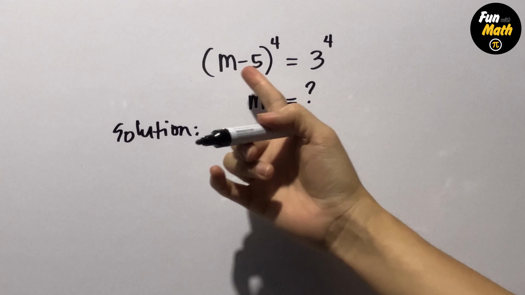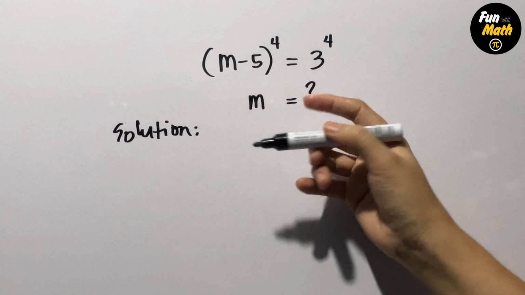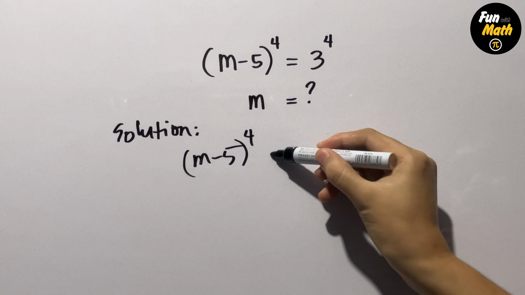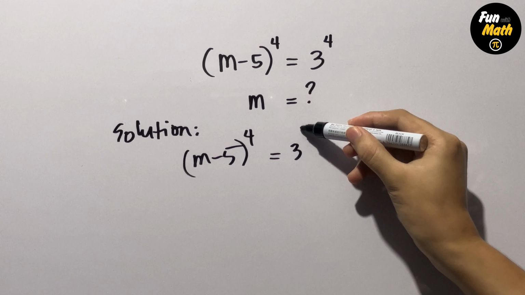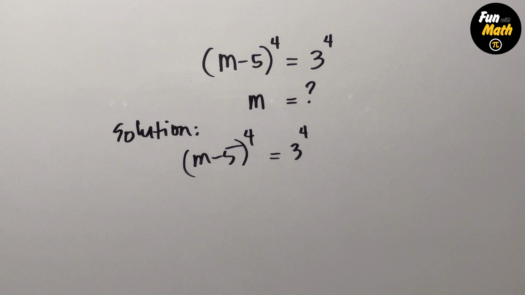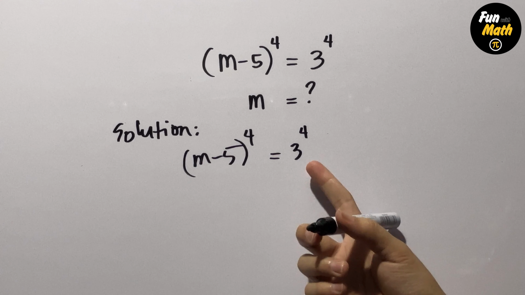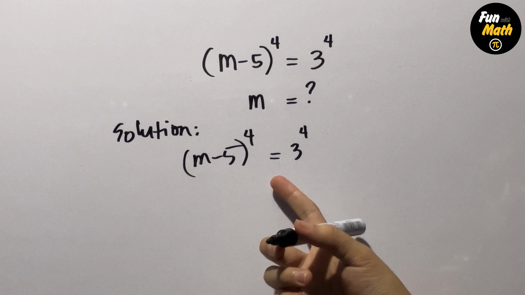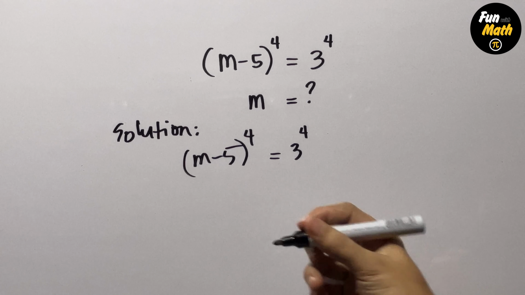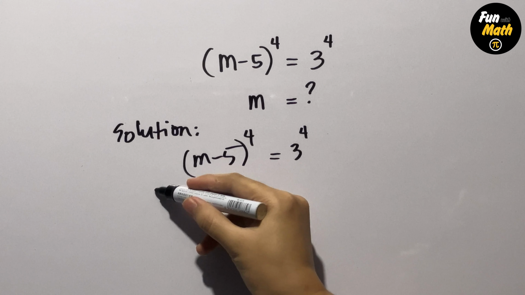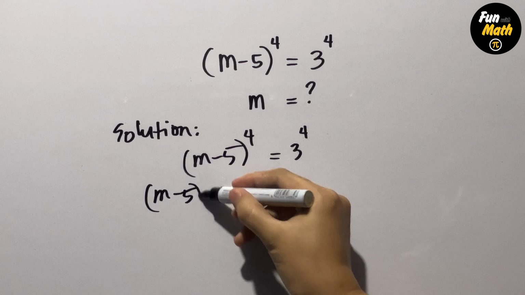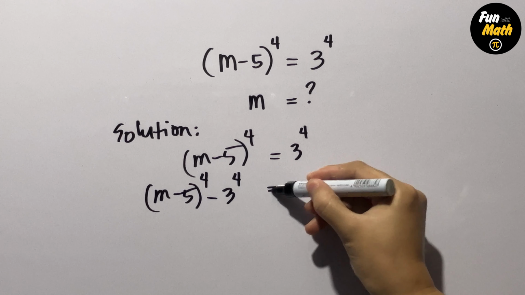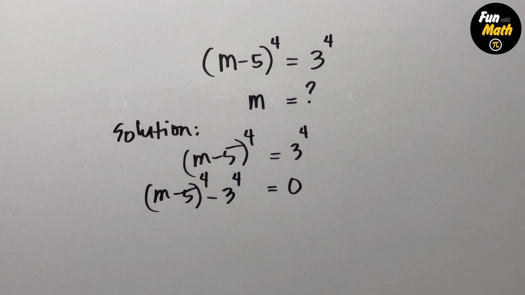First, we are going to write down the equation. That's (m - 5)^4 is equal to 3^4. Next, we are going to take this 3^4 to the other side, so it will be equal to 0 here. So this is now (m - 5)^4 - 3^4 is equal to 0.